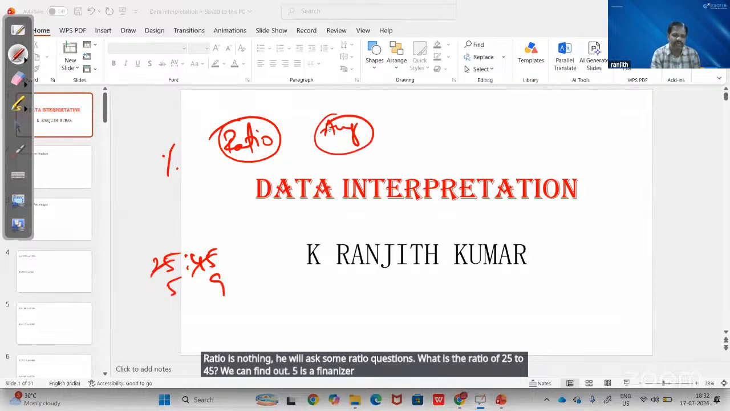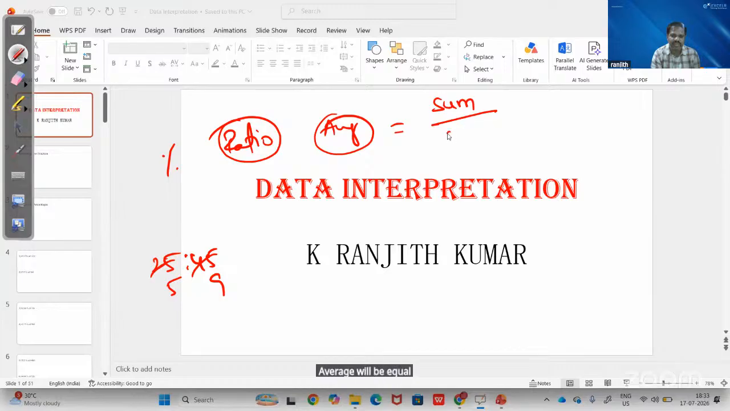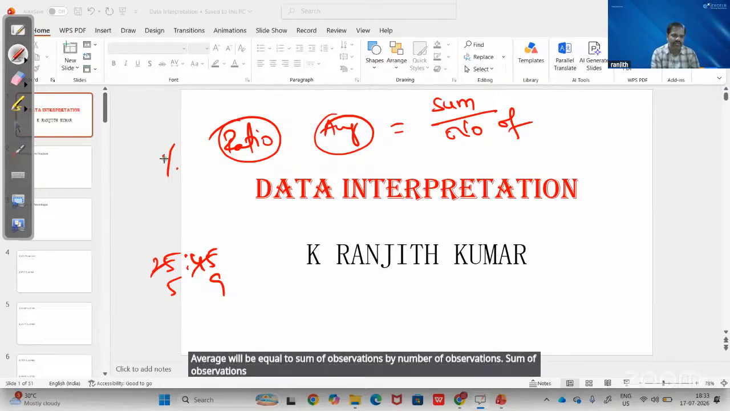The next one is average: find the average of some given numbers. Average is equal to the sum of observations divided by the number of observations. And the remaining topic is percentage.